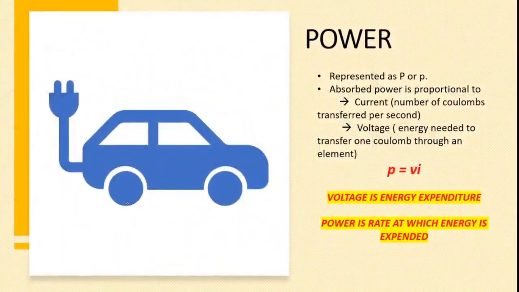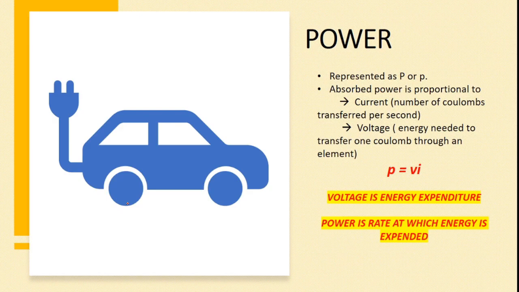Now, we have seen what is current, we have seen what is voltage. Now, we are going to see what is power. There is actually a difference between energy and power. Energy is how much I possess. I have a very great energy at 8 o'clock in the morning, but at 3 o'clock my energy becomes lower. But power is different from energy.